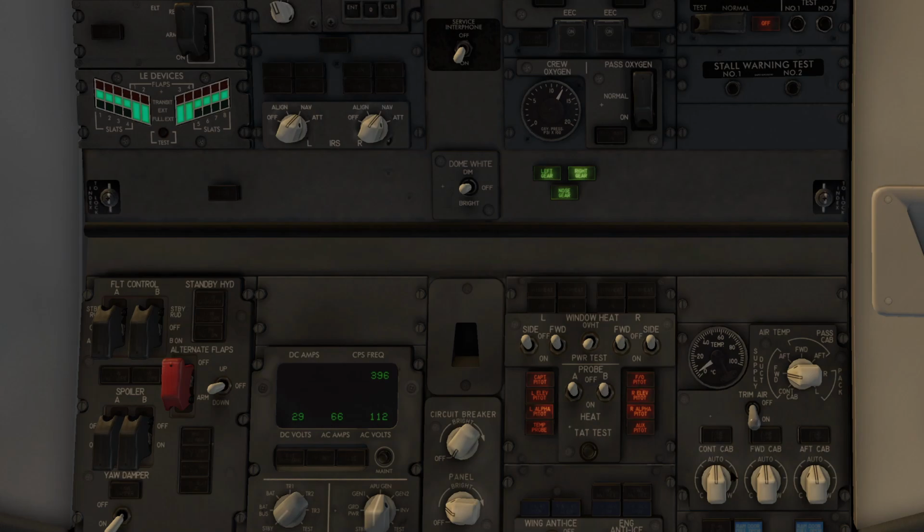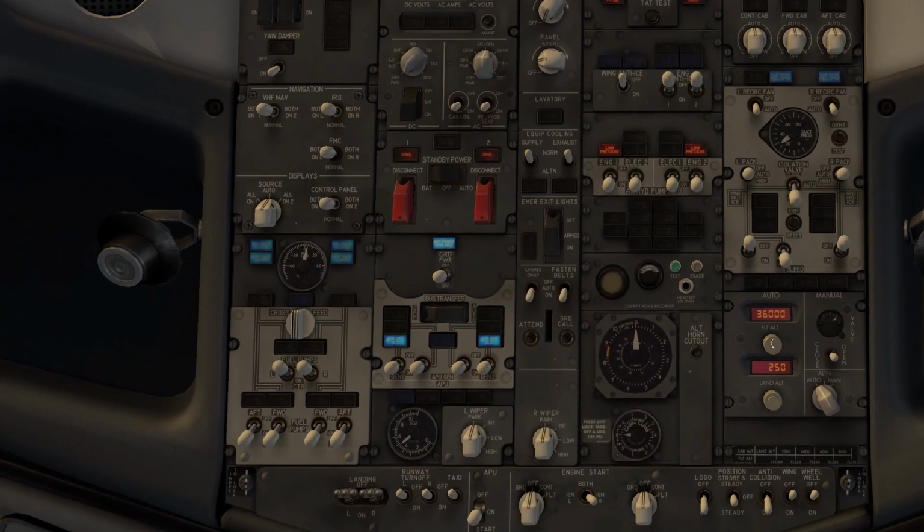So let's review. We have trim air on, circulation fan on auto, left pack and right pack on auto, isolation valve open. We will be cruising at flight level 320. Don't know yet the airport elevation for the landing. And all that is now good to go. And we can request the pushback.